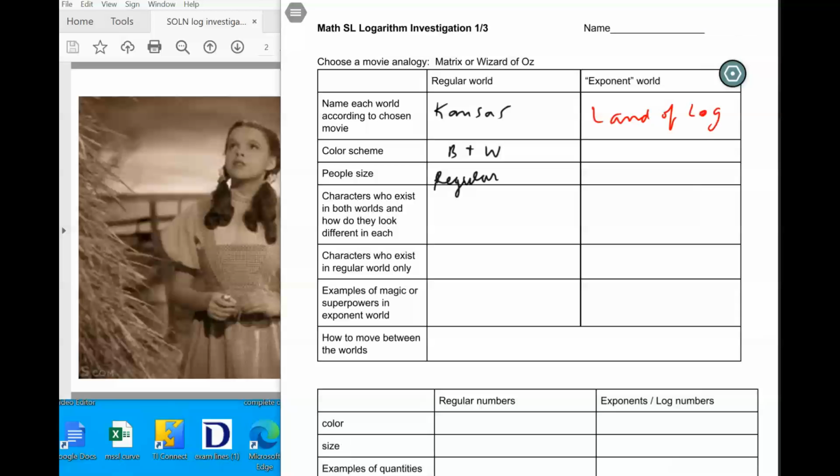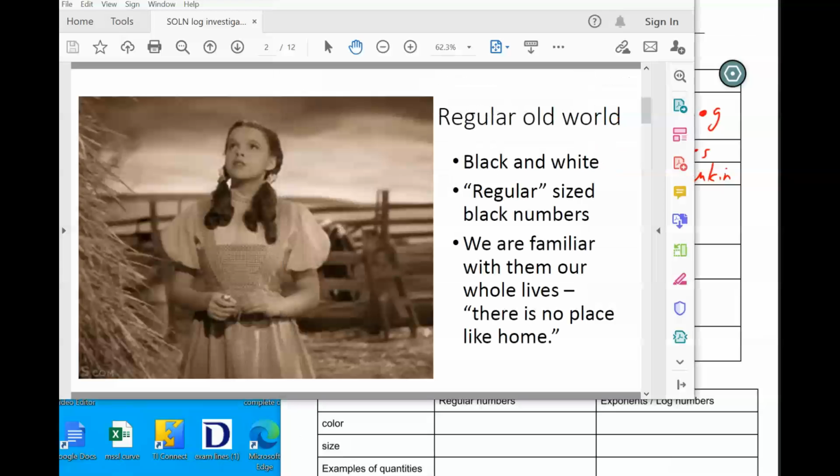In the land of log, there are many colors, as you saw and were reminded of in the summary video. The people size, well, I'm talking about the native people of the land of log, who are the munchkins. They are small or munchkin sized. Okay, and let's go back to the PowerPoint.